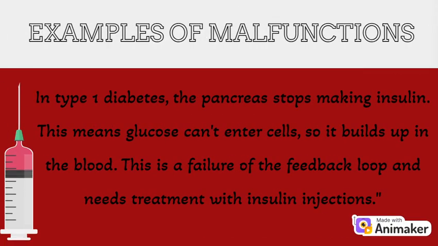Let's look at the example of malfunctions of blood glucose levels. In type 1 diabetes, the pancreas stops making insulin, which means glucose can't enter the cells, so it builds up in the blood. This is a failure of the feedback loop and needs treatment with insulin injections.